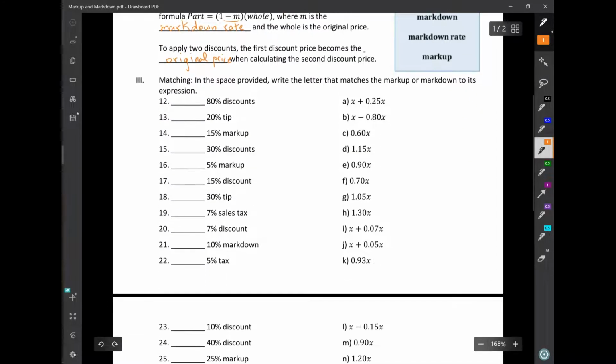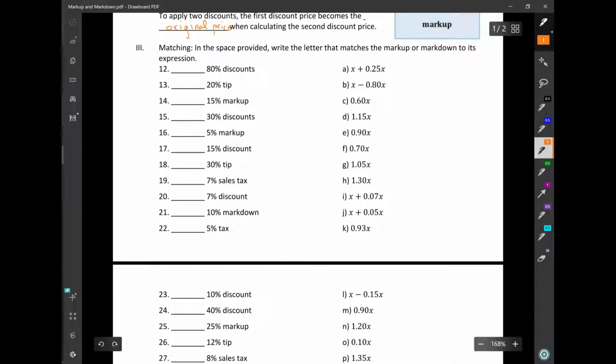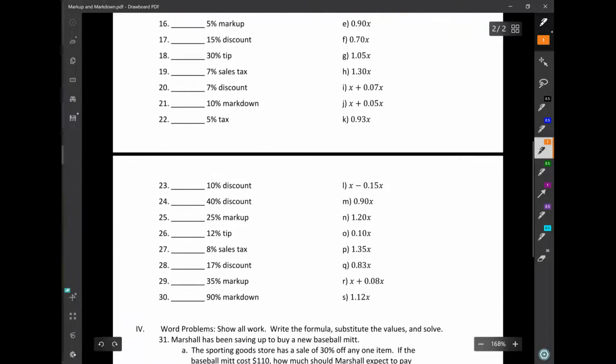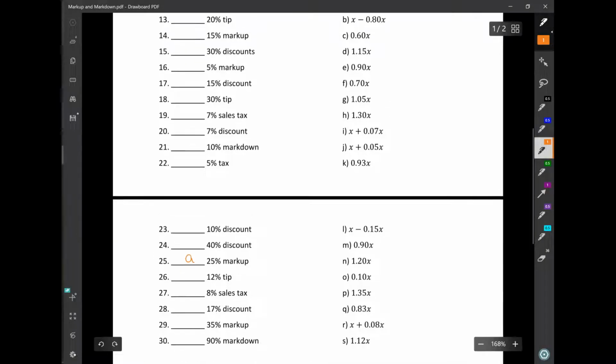All right, section 3. This is where we match this expression to the correct thing on the left. X plus 0.25x. In this section, x equals the original price, and the math expressions that have the letters A, B, C, D, those are all doing something to the original price, and you have to figure out what it does to the original price. X plus 0.25x, that's like the original price plus 25% of the original price. That's a 25% markup. So on the next page, that's number 25 is A.